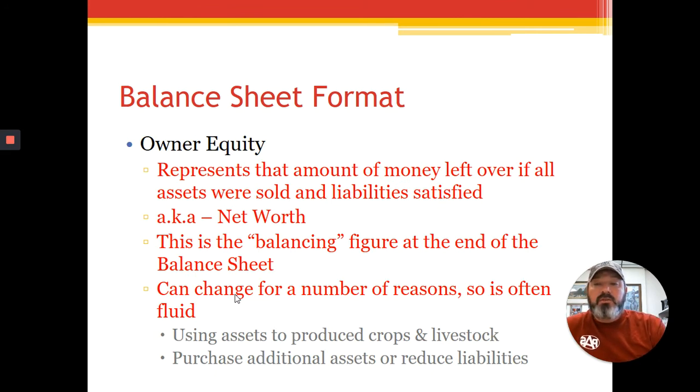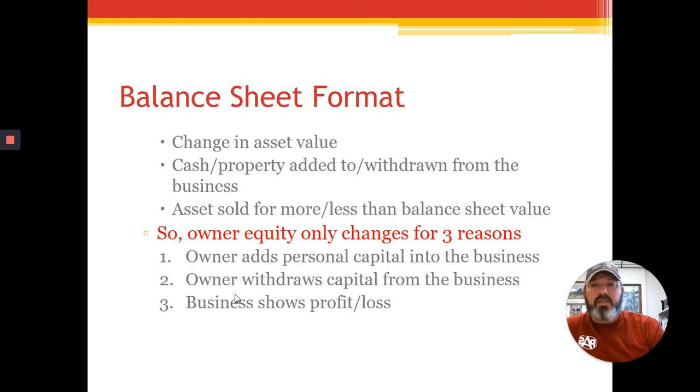So then we get into some of the answers, so to speak, of the balance sheet, and that's owner equity or net worth. The amount of money left over if everything was sold and all of your bills were paid, how much money would be left over? And that's your net worth, and kind of the balancing figure at the end of the balance sheet. That number is very often fluid, but changes for a number of reasons. So sometimes the utilization of assets to produce crops, or we purchase additional assets. We go out and buy a piece of land. We have that land as value, but we also maybe now have a new mortgage payment. So there's a number of different things that could change your balance sheet picture.